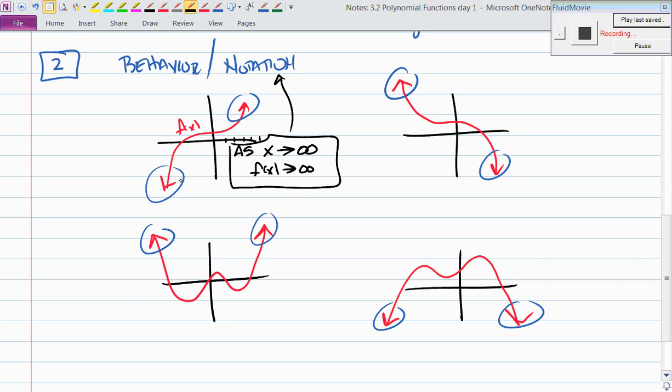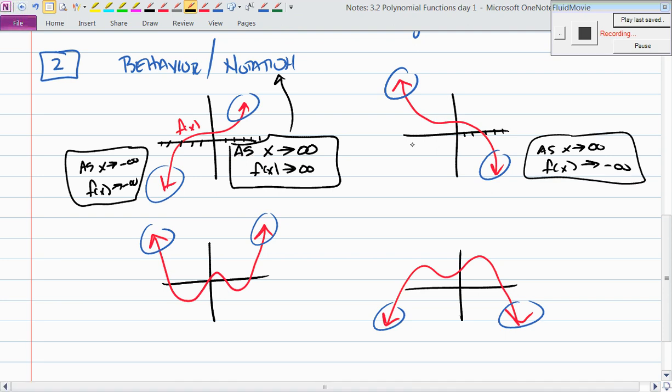Now, could I make another statement for the left-hand side of this graph here? We could say as x goes to where? Where is x going? Where are my x values going? Very good. Negative infinity. What's f of x doing? f of x is going to negative infinity. Very good. All right, let's see if we can make up some statements for this one on the right-hand side. As x approaches what value? No, on the right-hand side here. Positive infinity. Where's my function going? f of x goes to negative infinity. Very good. What about this one?